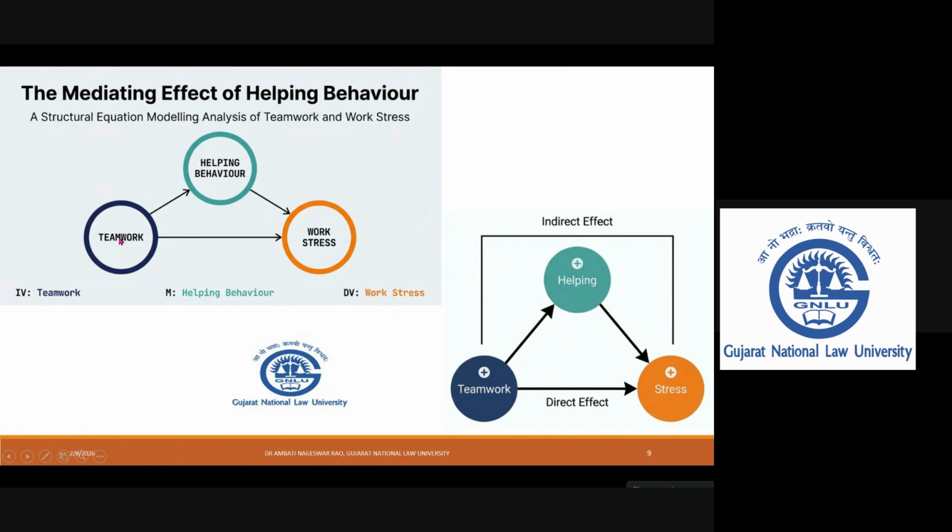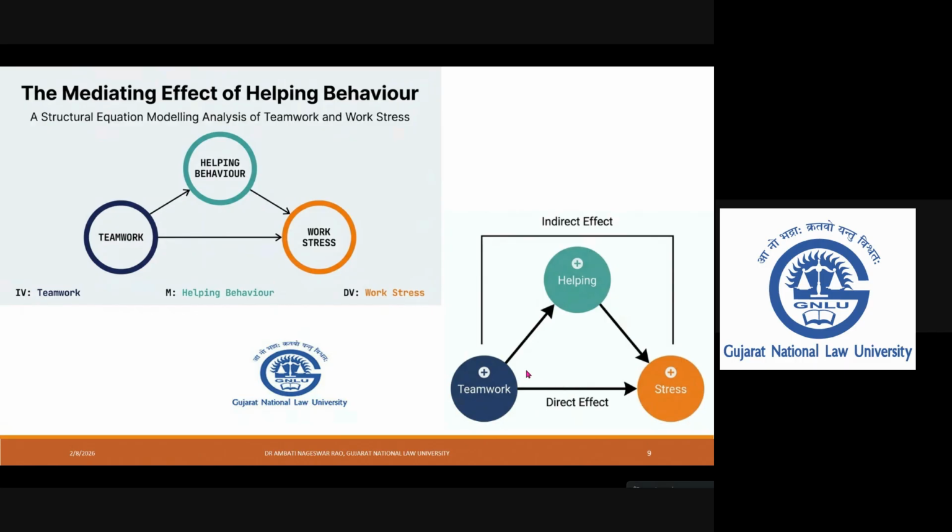Now here I have four objectives. You can frame them as hypotheses later on. My first objective is whether teamwork has any kind of direct effect on stress, teamwork on helping behavior, and helping behavior on work stress. These are the three direct effects. Teamwork to work stress is direct. Teamwork to helping behavior is direct. Helping behavior to stress is direct. In addition to that, the mediating effect of helping behavior on the causal relationship between teamwork and work stress. So I have a total of four objectives.